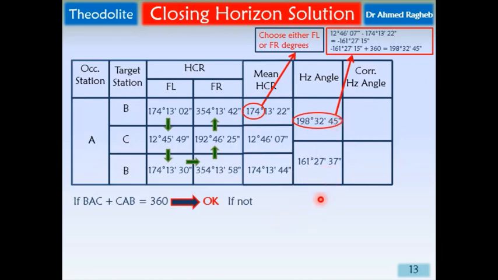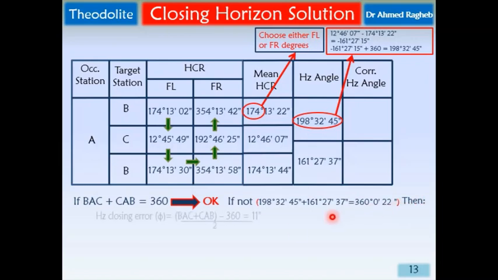But if not, I will add 198.32.45 plus 161.27.37, this will give 360 degrees, 0 minutes, 22 seconds. We have an error of 22 seconds. What do we do with this error? We're going to distribute this error over the number of angles. Simply, we have two angles, so each angle will take 11 seconds of this error. Of course, it's going to be subtracted because the summation was greater than 360 degrees.